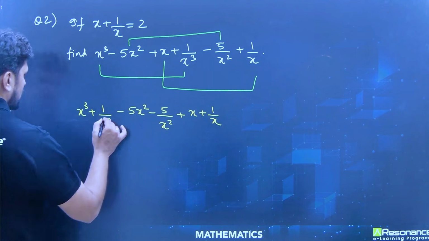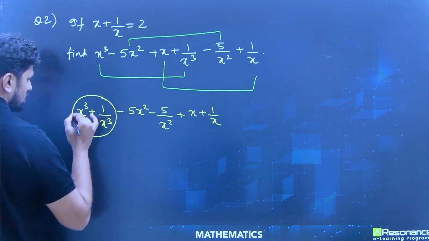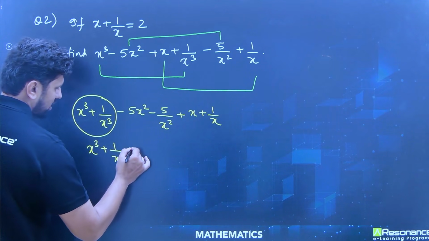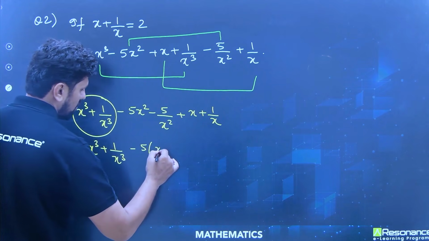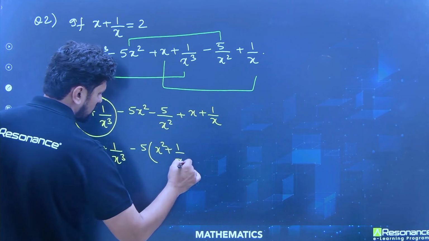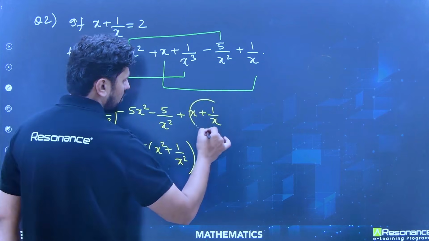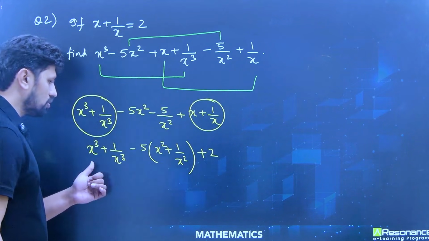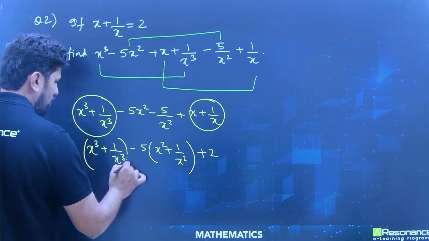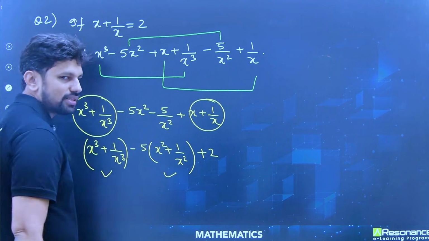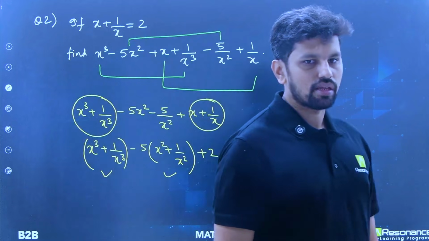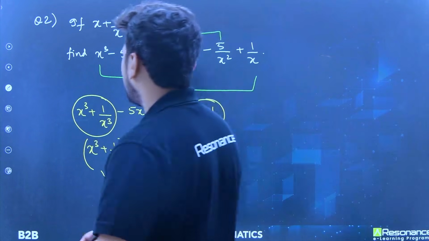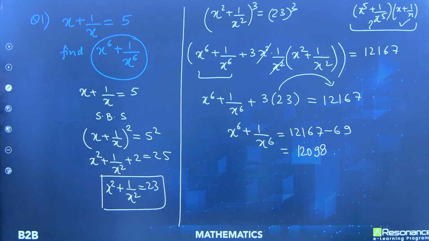Now I can write this as the same x cube plus 1 by x cube minus 5 taken common, x square plus 1 by x square, plus x plus 1 by x. And we already know the value of x plus 1 by x, that is equal to 2. So here we have to find the value of x cube plus 1 by x cube and x square plus 1 by x square. If we put it in, we will get the answer. Yeah, take a screenshot here.